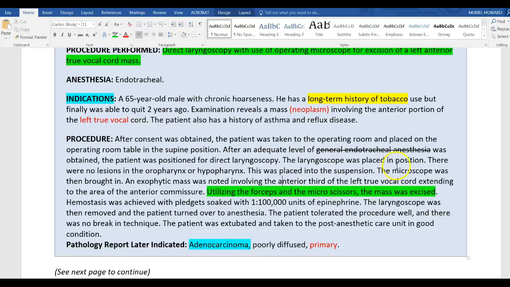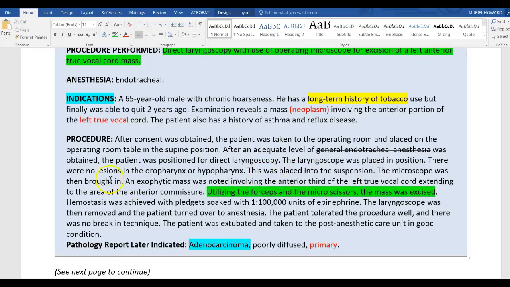Okay, so the laryngoscope was placed in position and there were no lesions on the oropharynx or the hypopharynx. Now, when you look at your diagram, you're going to see that the larynx goes down through the pharynx, and all of that connects down to your respiratory system, which goes off into your lungs and your bronchial tubes and things like that. So it's kind of broken up into different portions. That's why the oropharynx is the portion that's right near the mouth, and the hypopharynx is right underneath that, or in the back of the mouth.